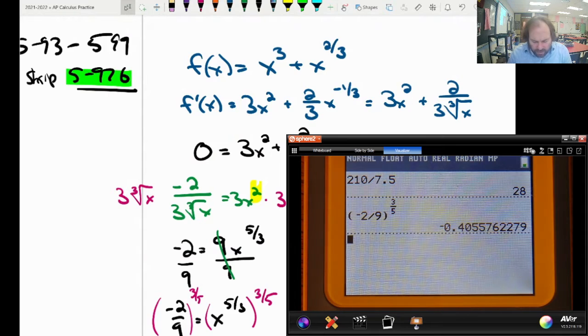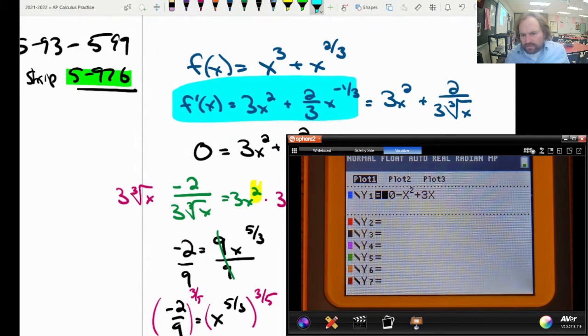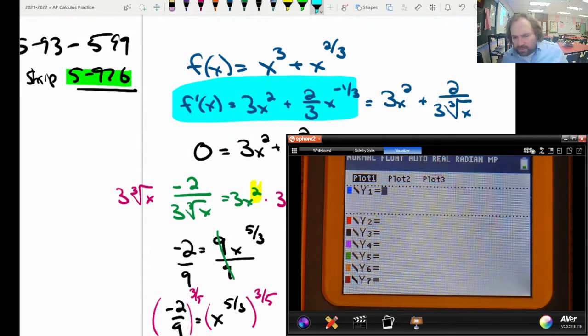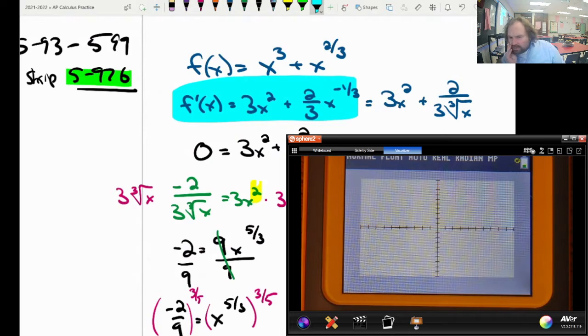I suppose maybe a better strategy might be, I'm going to leave this here, this workshop. You know what might be a good idea is take our derivative, let's just graph it, and we'll see where it crosses the x-axis. 3x squared plus 2/3 x raised to the negative 1/3. Like that. And we'll just do this on a nice standard axis, and we'll see. This is our derivative, so wherever this crosses the x-axis, that'll be a spot where we have a potential minimum or maximum. Bam.